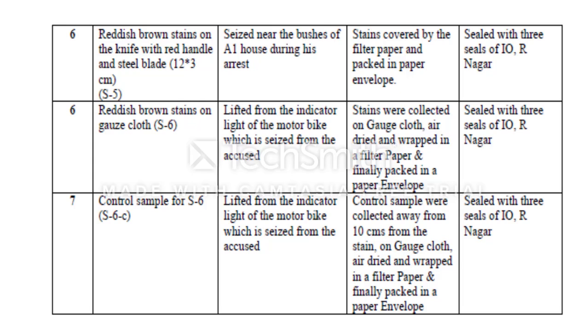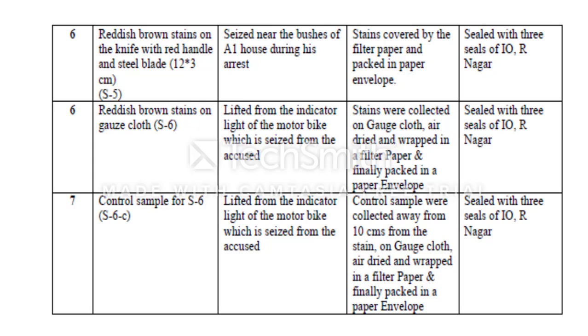Now whenever we collect blood stains by way of a collection method, here in this case swabbing, similarly a control has to be collected. Now the serial number 7 in this case will be S6C. The nomenclature indicates that this is acting as a control for the exhibit labeled as S6. Now, lifted from the indicator light of the motorbike, which is seized from the accused. That means it is from the unstained portion of the indicator light.